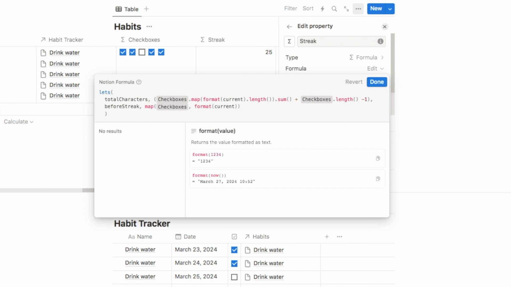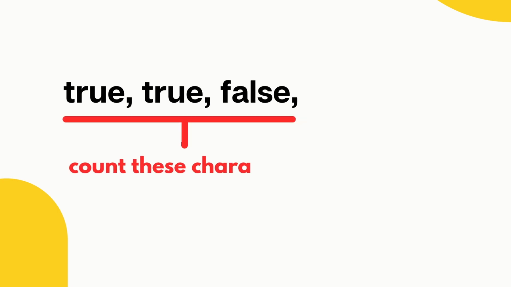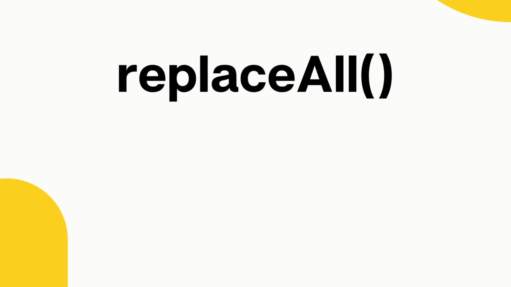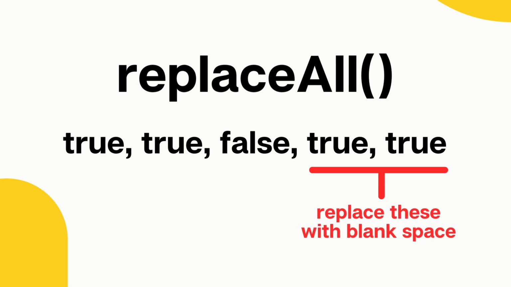Next, what we actually want to do is remove the current streak from the list so that we can just count the characters up until that point. So the current streak is going to be the list of trues in a row at the end, and I therefore want to remove those trues and just count the characters up until that point. And we can actually use the replace all function to do that, and we're simply going to replace all of the trues at the end with absolutely nothing, so essentially we're just deleting them.